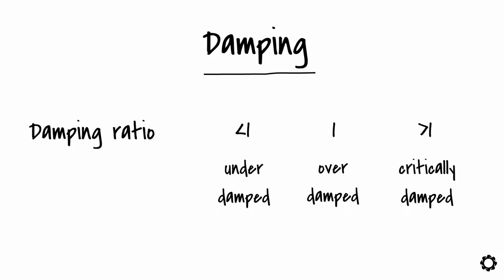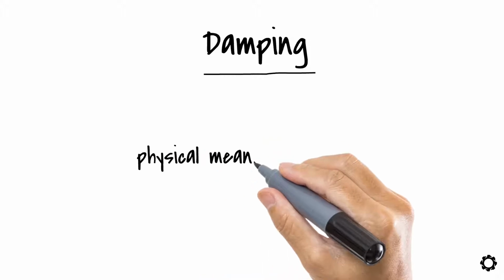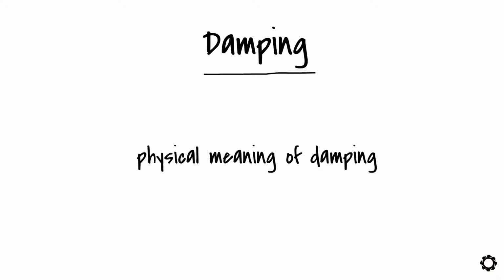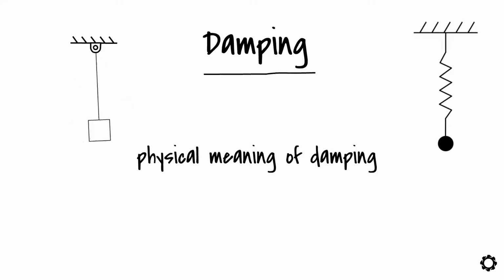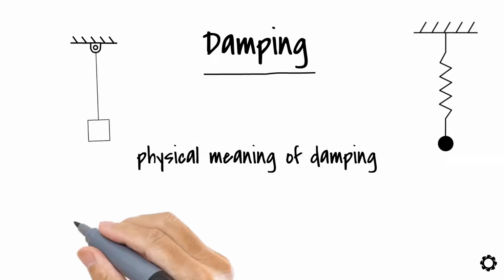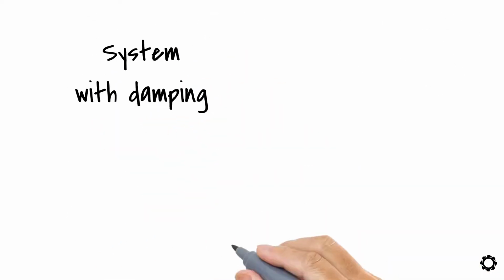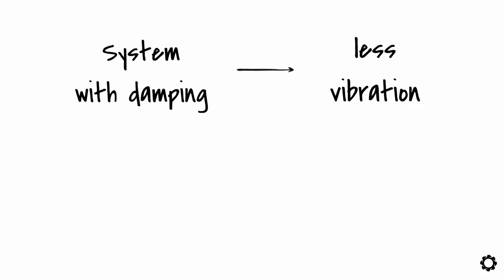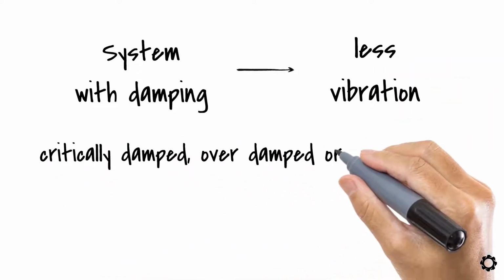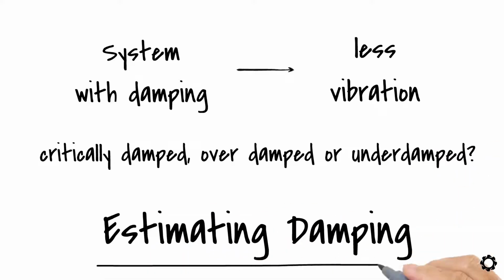When you are all caught up with those damping-related terms and you understand the physical meaning of damping, there is still something missing. Something we haven't learned yet. See, the thing is, we know how damping works and how it feels, but do we know how to calculate damping? We know that a system with damping will probably undergo less amount of vibration. But how do we know if the system is critically damped, over-damped, or under-damped? How do we estimate the value of the damping ratio?